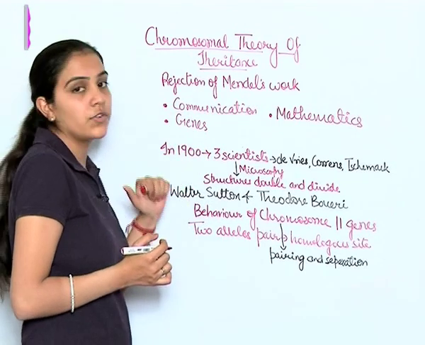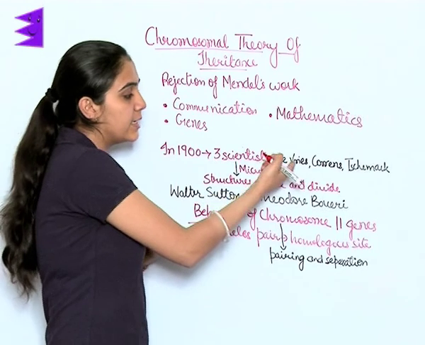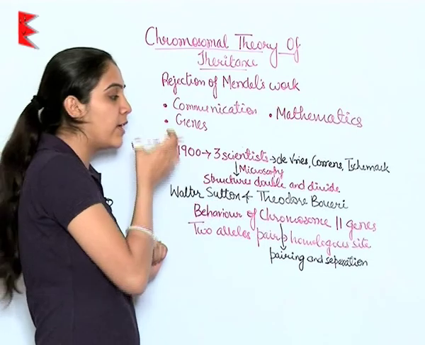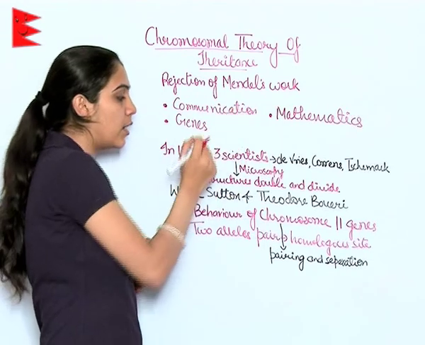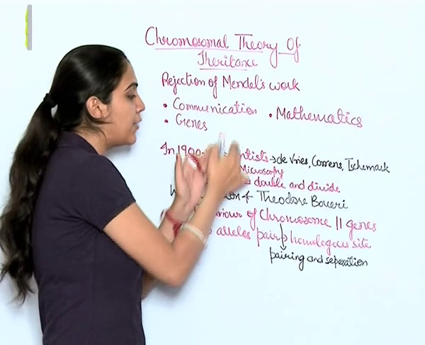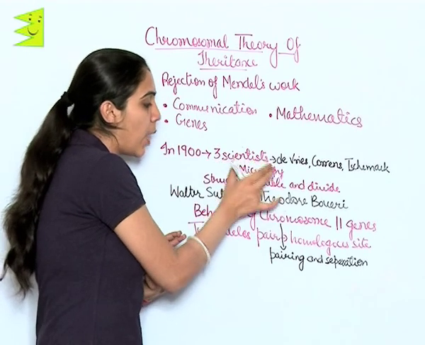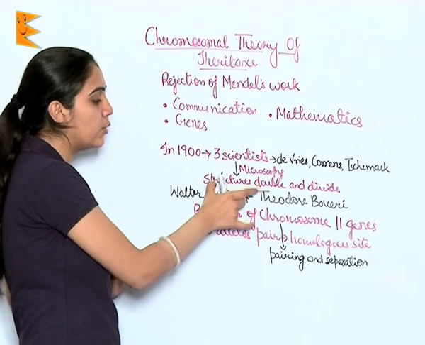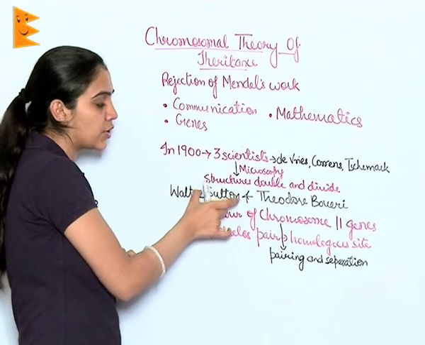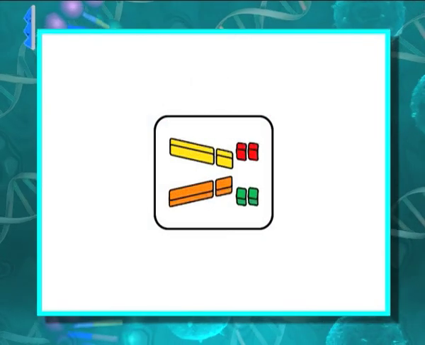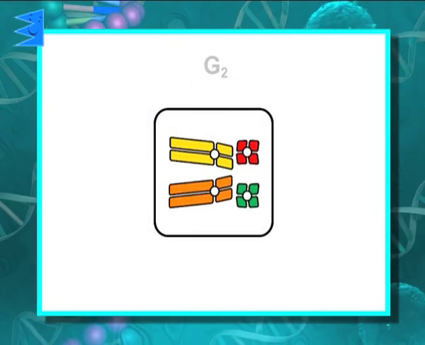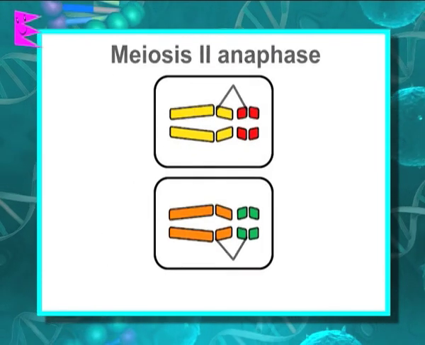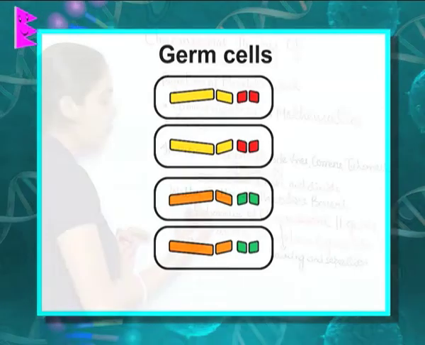But in 1900, three scientists named De Vries, Correns and Tschermak worked again and rediscovered what Mendel had discovered earlier. Apart from this, there was advancement in microscopy. Thus, they were able to conclude that there are certain structures which double and divide before any new cell division. These structures were later named chromosomes.